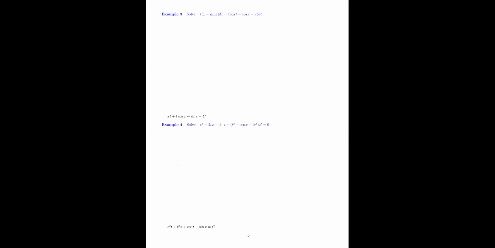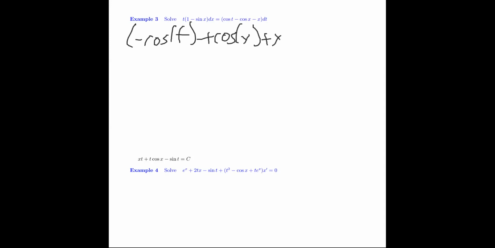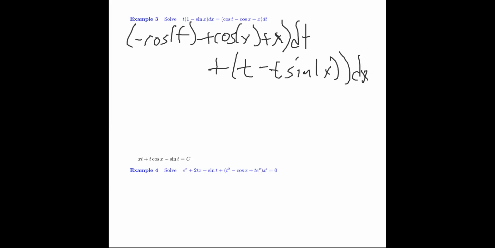We have two more examples here I want to run through in the video, and actually I am lying a little bit. I have one more example here that I want to run through in this video. And that is this top one, number 3. So we can rewrite this as negative cosine of t plus cosine of x plus x dt plus t minus t sine of x dx is equal to 0.